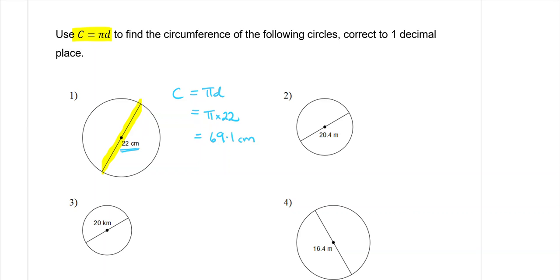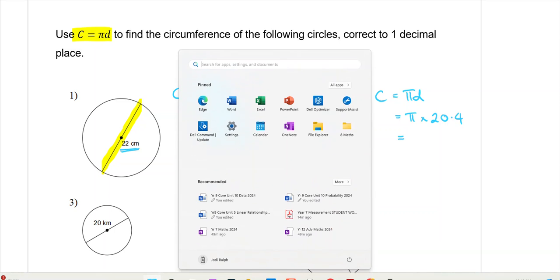and centimeters. Question 2, C is equal to pi d. This time the diameter is 20.4, so we sub that in, pi times 20.4. Third line, we type it in.